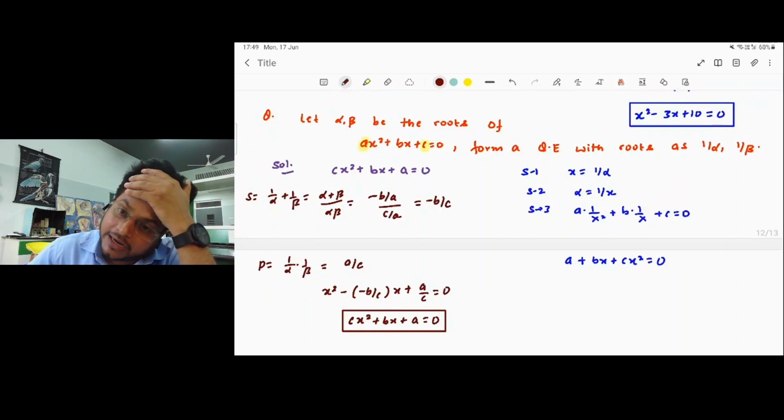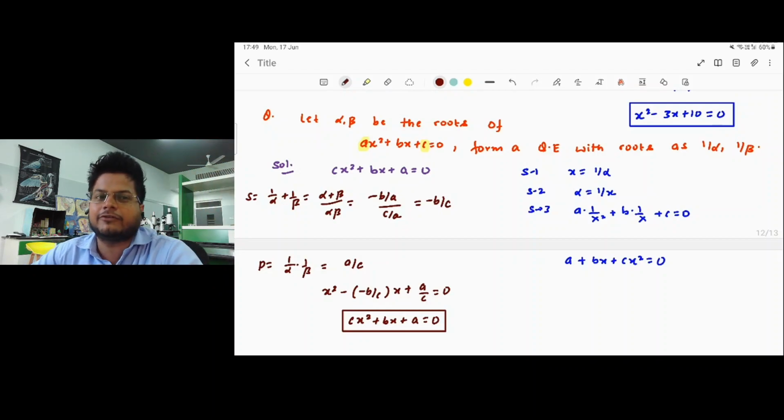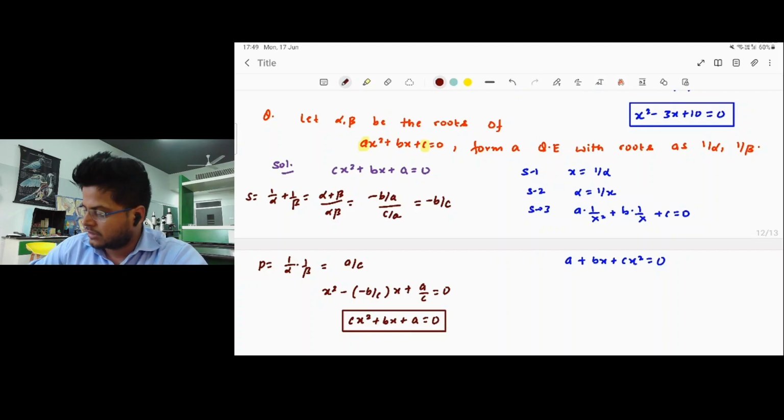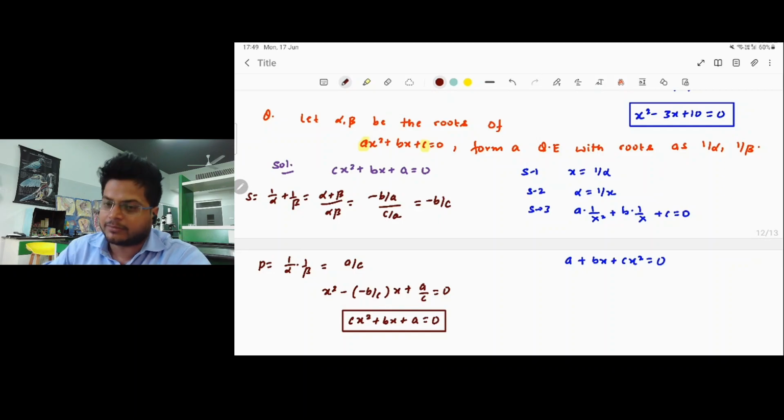Now there are a few things I want to highlight here, which are technical. Even if you ignore them, that's not a problem. But as a student preparing for JEE or competitive exams, you should be aware of it. See, the first question is: how did we multiply by c both the sides?